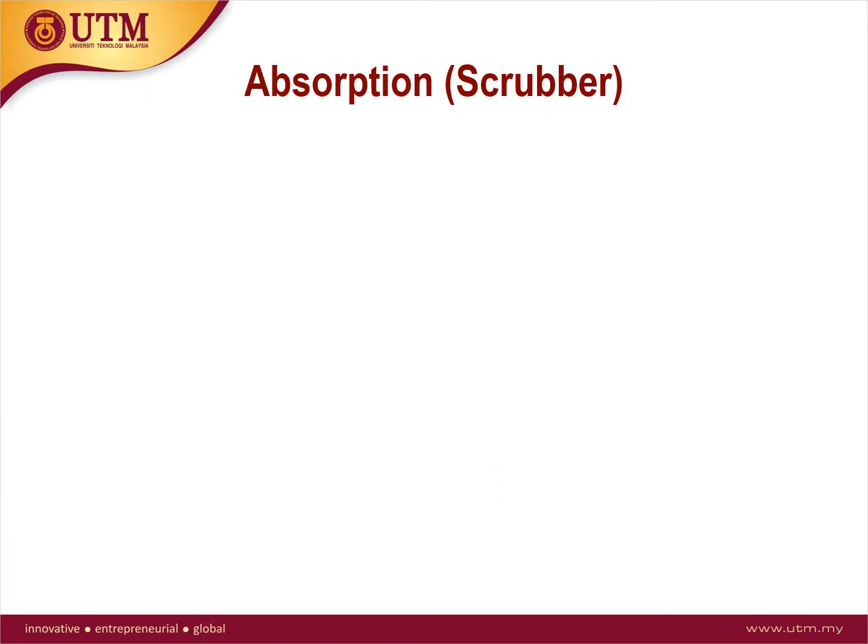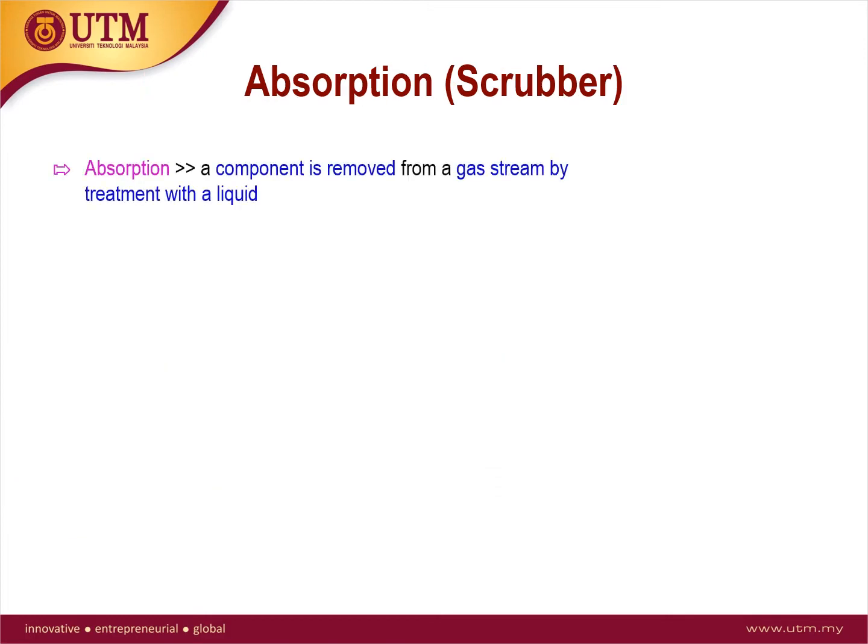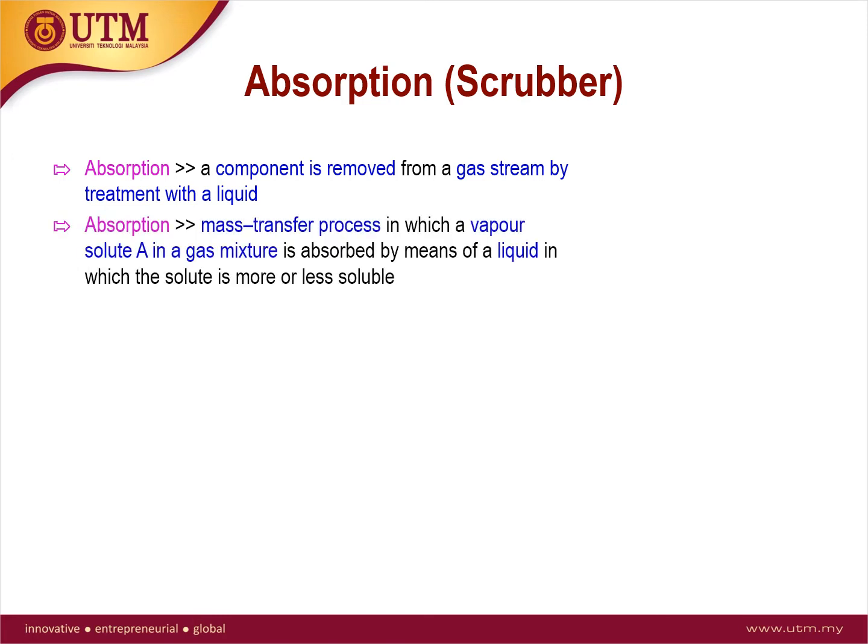Now let's move to the absorption process by using a scrubber. Absorption is a process where a component is removed from a gas stream by treatment with a liquid. In other words, absorption can be defined as a mass transfer process in which a vapor solute A in a gas mixture is absorbed by means of a liquid in which the solute is more or less soluble.